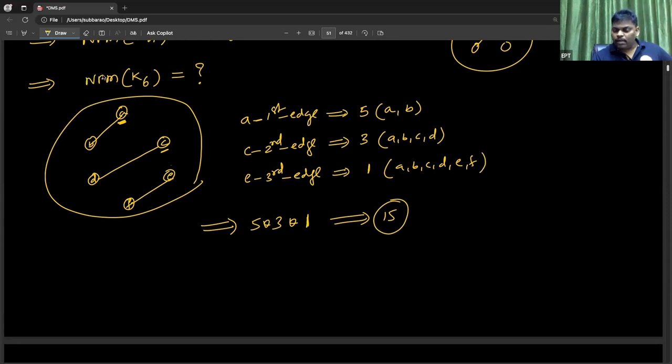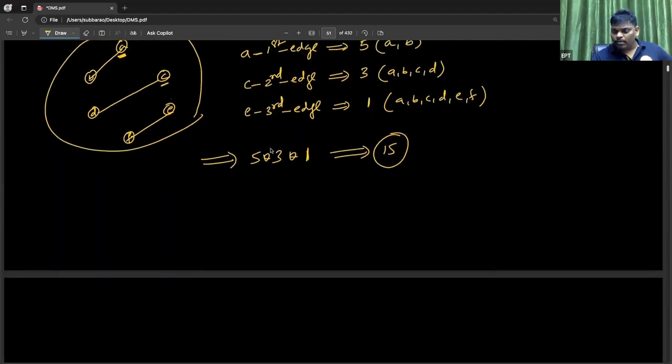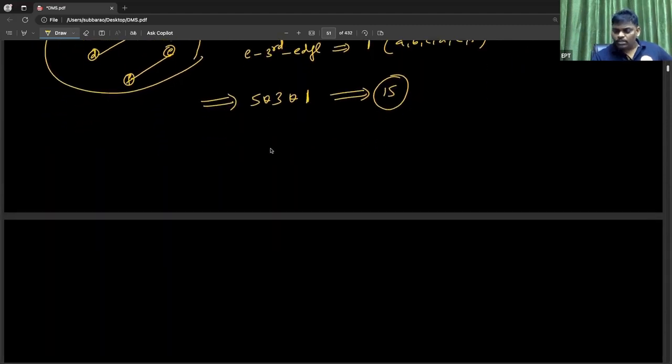The number of perfect matchings in K6 is equal to this one. Now can you see one more story? See this one. The number of perfect matchings possible in K2n. K2n is an even number. Anything you can write as 2 into something. If it is an even number, you can write 2k also, no problem. So it is 2 into n.